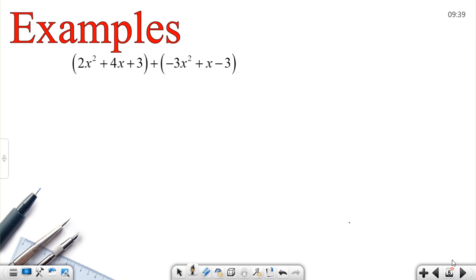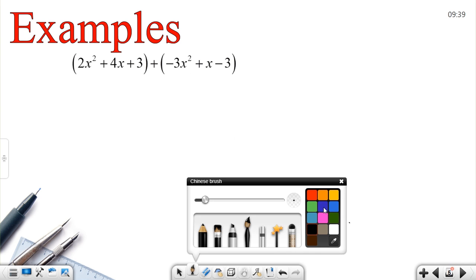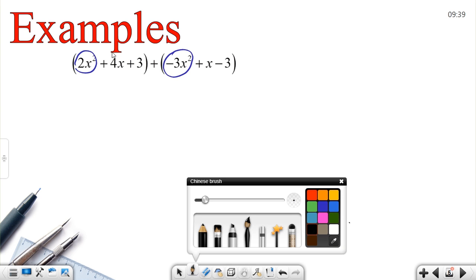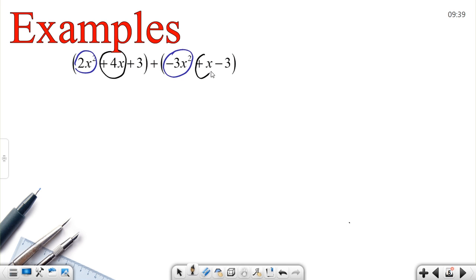Let's continue. There is another example. Okay, let's decide the like terms. Here 2x square and negative 3x square are like terms. 4x and plus x, and 3 and minus 3 are the constants. 2x square minus 3x square, 2 minus 3 is minus 1x square. Minus 1 times any number is minus that number, so minus x squared is the result.